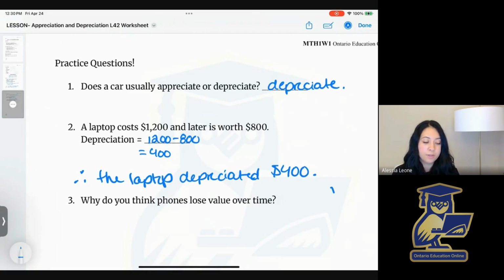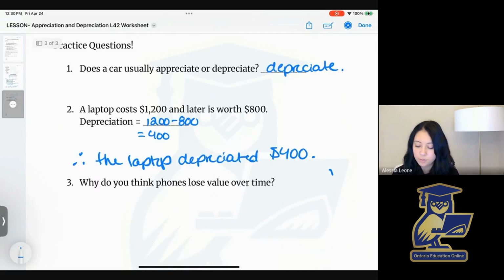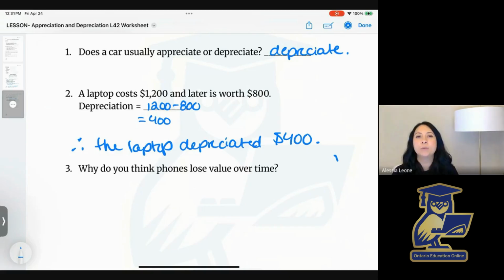Now, why do you think phones lose value over time? So this idea, it's not just about the phones, it's about all of those other things that depreciate as well. They had a commonality with them. And when you think about a phone, we use it every day, right? And some of us might not take good care of it. Some of us will take good care of it, but we are using it every day. So that use, that wear and tear is why it goes down in value as we use it, as time goes on. A car, you put miles on it.